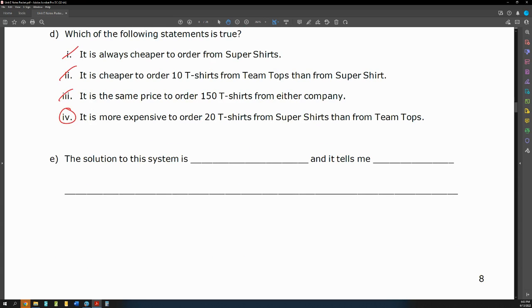All right, letter E. The solution to this system of equations is 15, 150. And that tells me that for 15 shirts, the cost, and this is at either shop, is $150.